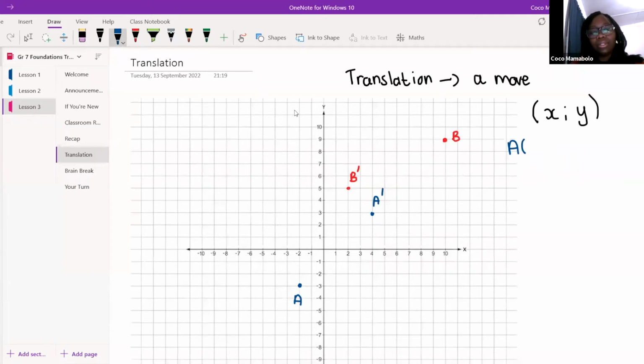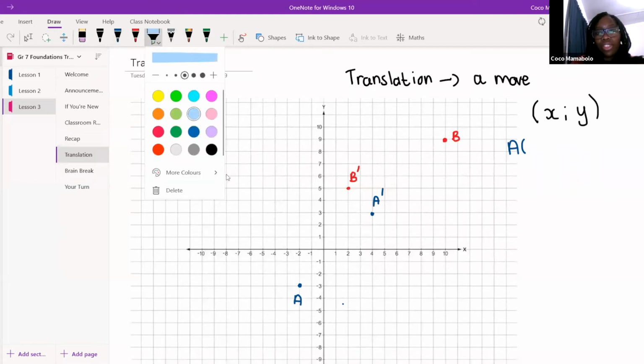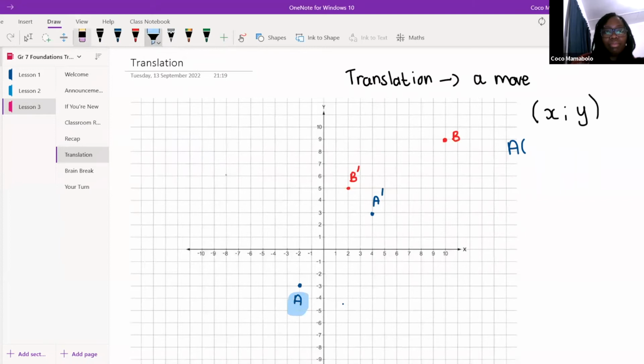Yes, Bukhale? This one. That one over there is not A. That's A prime. I'm just looking for A. So this one down here. Give me the coordinates of this A over here.